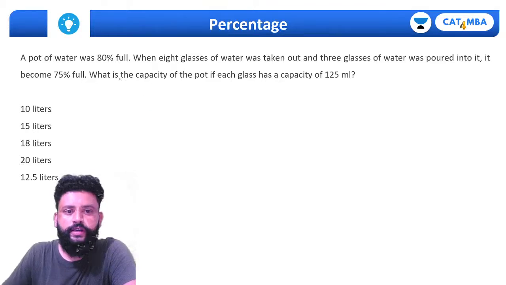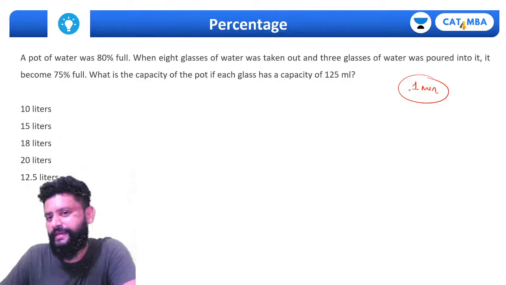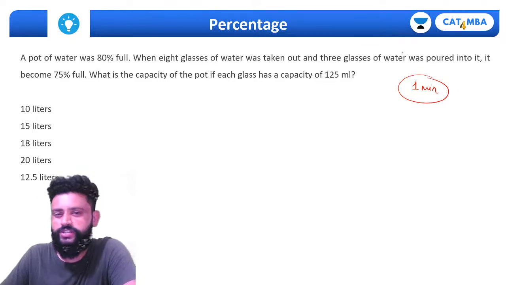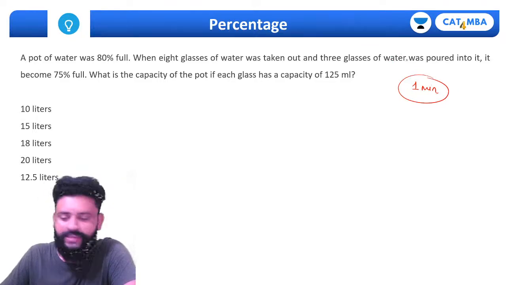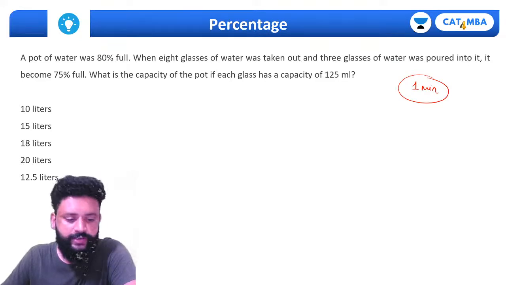A pot of water is full of... chalo bolo jaldi answer, 1 minute. Okay, now from this question onward I'm just going to take at most 5 to 6 questions, and you will have just a minute to solve each question. So let's quickly do it.